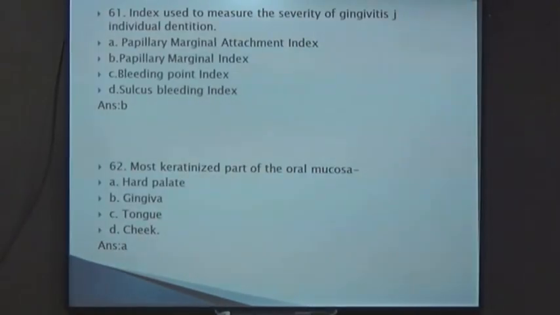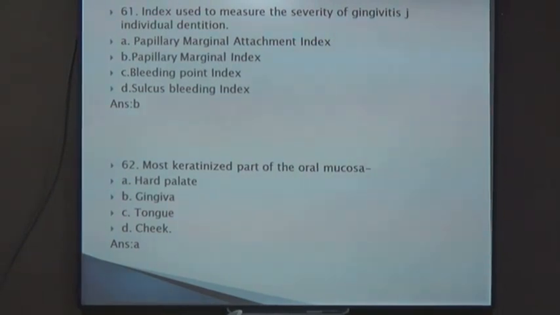Index used to measure the severity of gingivitis in individual dentition: papillary marginal attachment index, papillary marginal index, bleeding point index, sulcus bleeding index. This is the papillary marginal index. What have they given there? They asked for indices used to measure severity. They were not asked about the gingival inflammation. Okay. Severity, whether it is severe or not. For that, papillary marginal index. Okay.